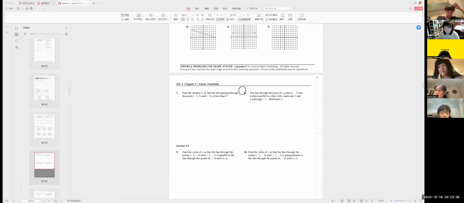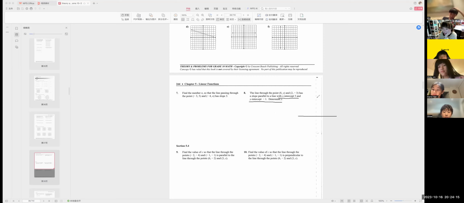Okay, oh so the line through point y, 8y and 2, negative 3 has a slope parallel to a line with x intercept x, 3 and y intercept negative 1. OK, 这什么意思啊，这题目感觉好复杂呀，我都不知道他在说啥，对不对？好了，这个 line, parallel to another line. Obviously, this one has a variable, so we need to first find this line first, correct? We need to find this line first, so how do we do it?